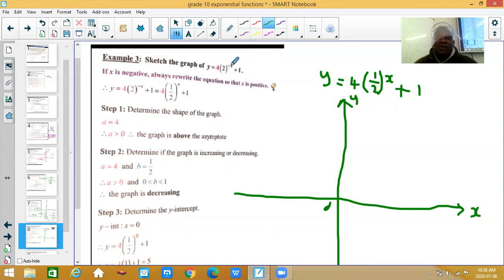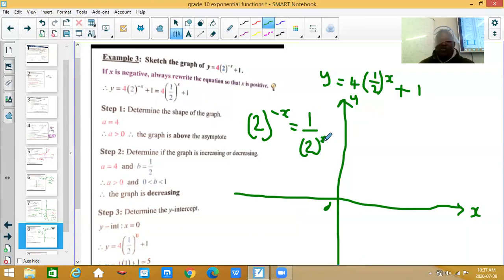Right, this power here, negative x, belongs to which one? To everything inside the brackets. Since it belongs to everything inside the brackets, like this, 2 to the power negative x, can we write this number as a positive exponent? Oh, we can, as a fraction. How do we write it? 1 over 2, then to the power of x. No problem.